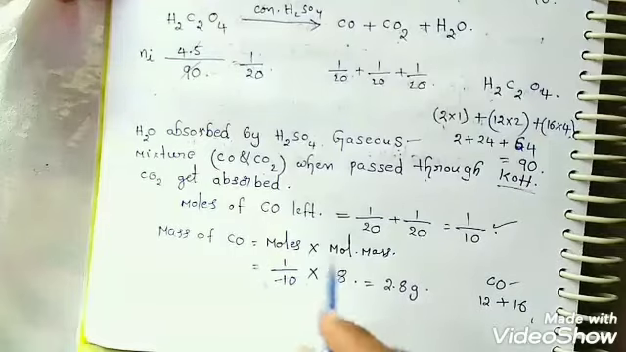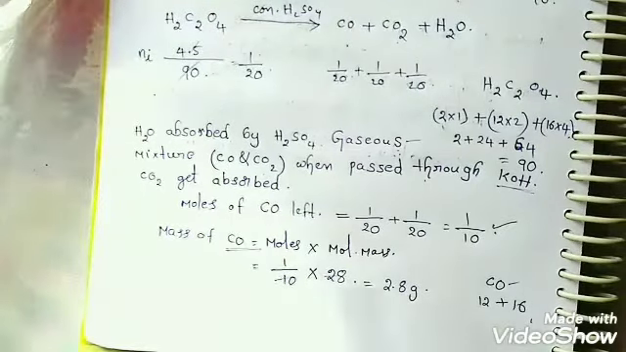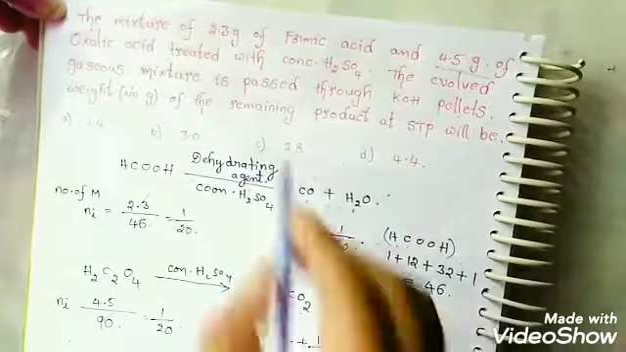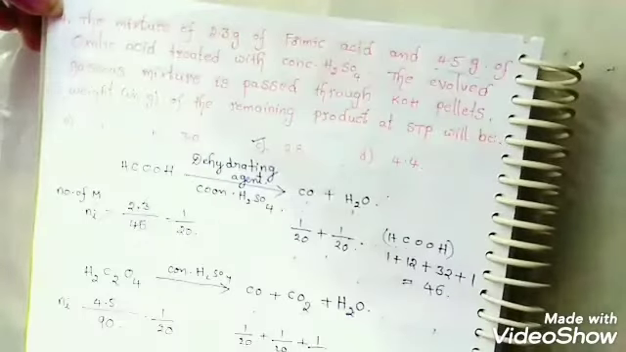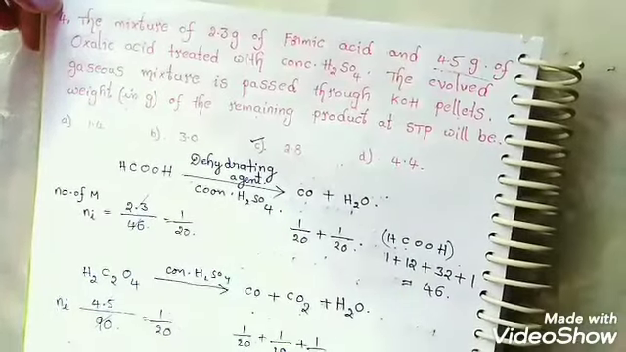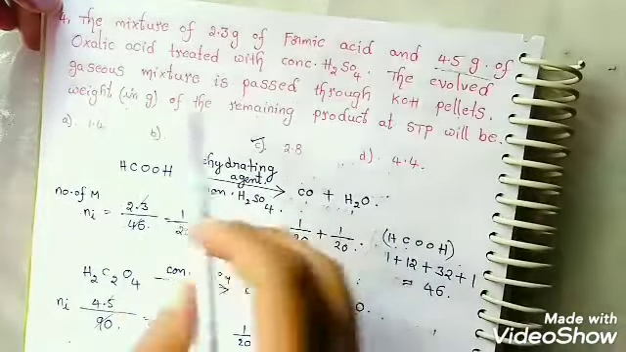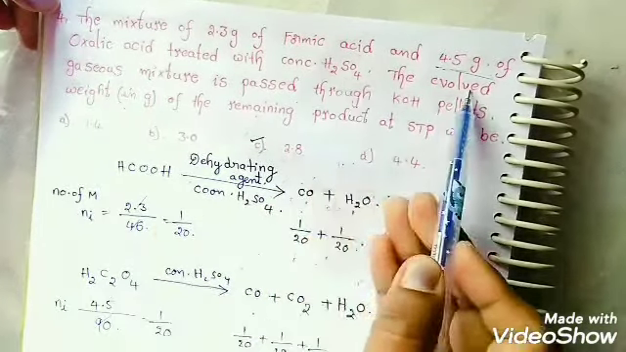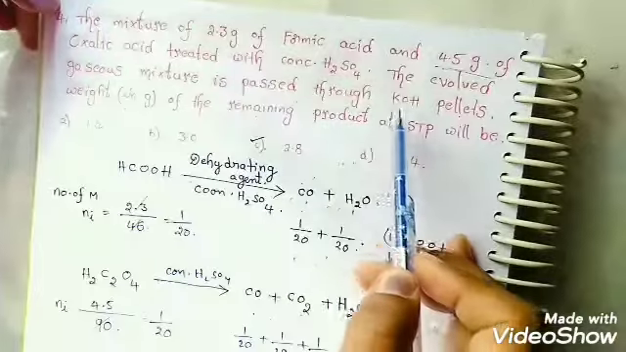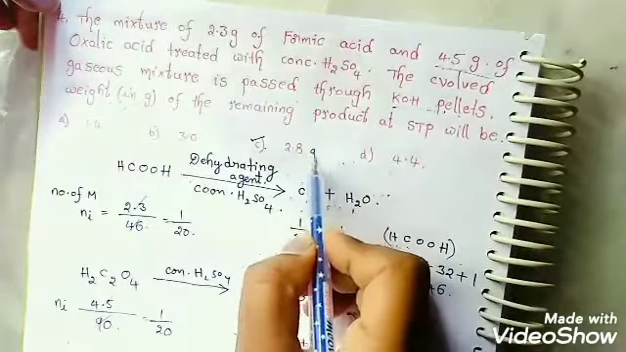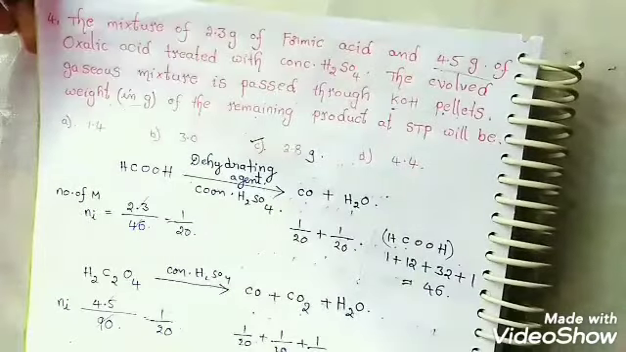Then let us see, that is the mass of the CO, what they have asked in the question. See students, here the answer is 2.8, we got it finally. The mixture of 2.3 grams of formic acid and 4.5 grams of oxalic acid is treated with concentrated sulfuric acid. The evolved gaseous mixture is passed through potassium hydroxide pellets, then that weight must be 2.8 grams. So that is the answer.